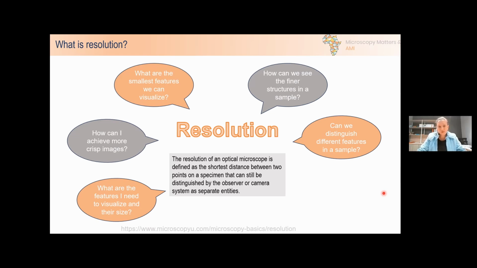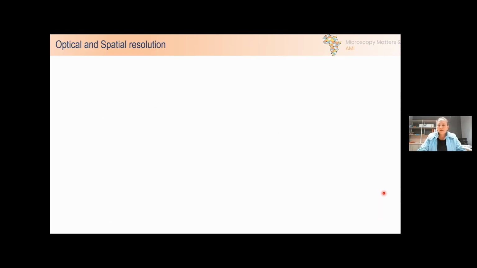The formal definition of resolution of an optical microscope is basically the shortest distance between 2 points in a specimen that can still be distinguished as two separate entities by the camera or the observer. It's important to also consider always whether you really need the highest resolution for the question that you ask in your research experiment.